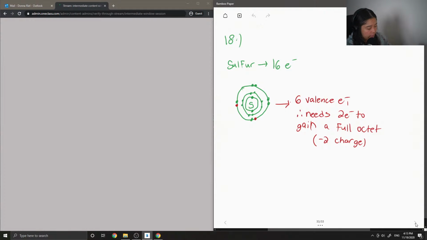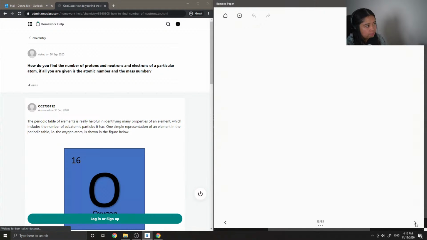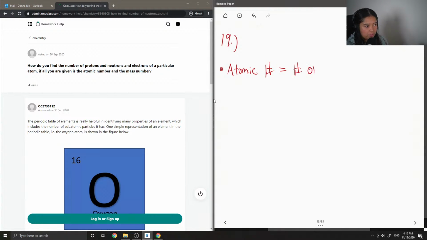Okay, so we have time for one more question. 19. How do you find the number of protons and neutrons and electrons of a particular atom? All you're given is the atomic number and the mass number. Okay, so let's recall that the atomic number is equal to the number of protons. So that's already kind of given.